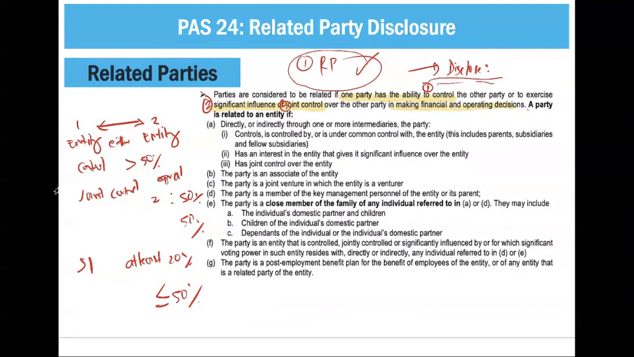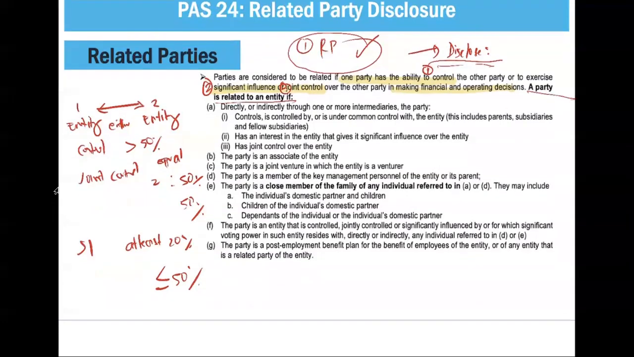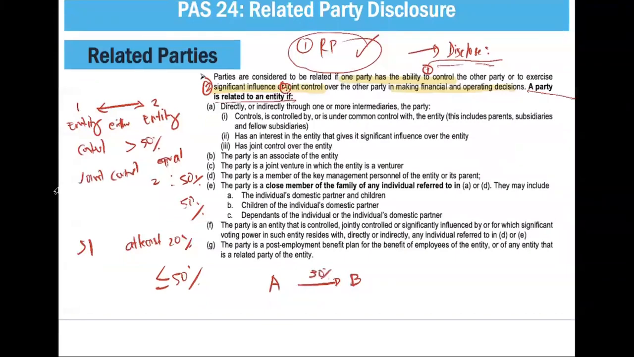A party is considered a related entity if directly or indirectly through one or more intermediaries the party has control, significant influence, or joint control. So what is the meaning of this letter A? For example, A owns B 50%. So you have significant influence, because 20% to less than or equal to 50%; more than 50% is control, and equal 50-50 is joint control. So if A owns B, this is considered direct ownership. That's why it's direct. Next, how about the indirect?